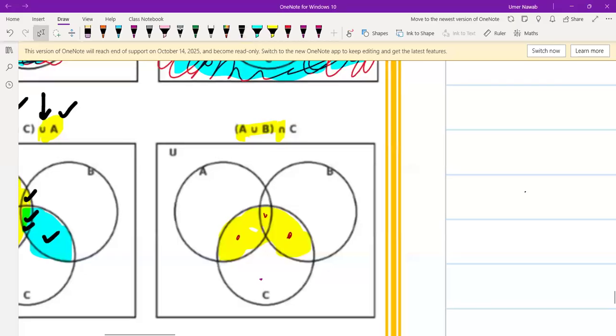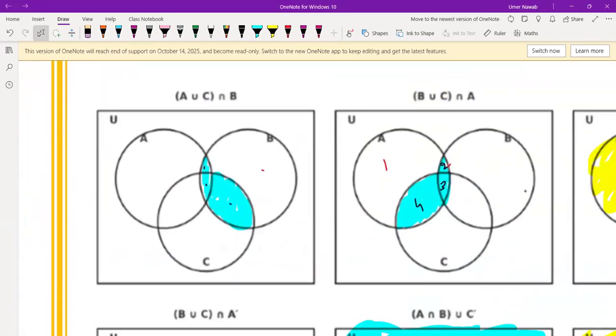Next, there is an intersection in between. Don't shade, but use a dot technique. So for C, I use a dot. 1, 2, 3, 4. Out of these 4 dots, there are 3 dots which are coming in complete A and B. So you need to shade them, shade these 3.